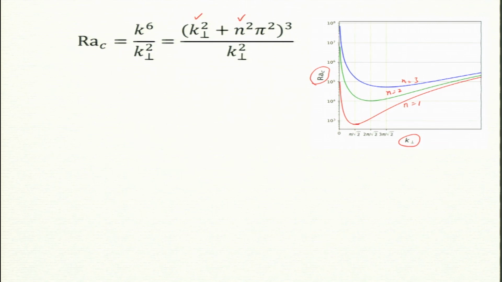Now, given n, there is a minimum at some k_perp. For n equal to 1, for some k_perp, this value is in fact a minimum. That will tell me which k_perp will get excited first. So, how do I find this?